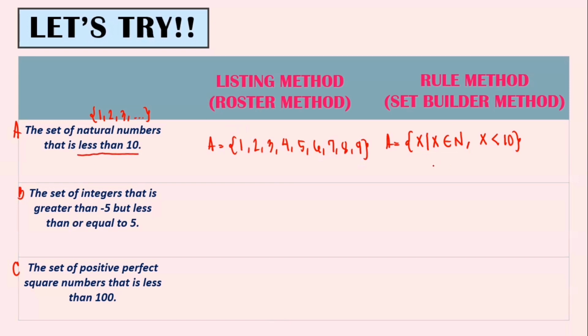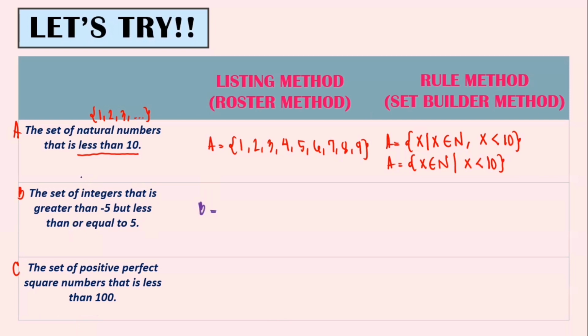Okay? So, ito naman, pwede rin natin siya isulat as A is the set of x is an element of the natural number where or such that x is less than 10. Okay? So, it's either of the two. Pareho lang po ng mean. Next, set B naman. So, ang set B natin, sabi dito, ay set of integers.